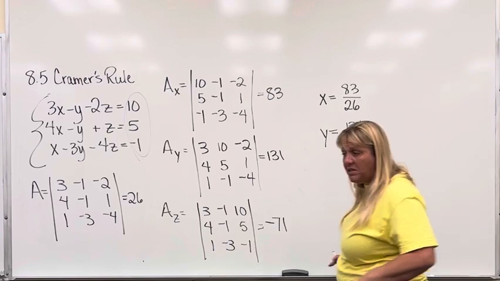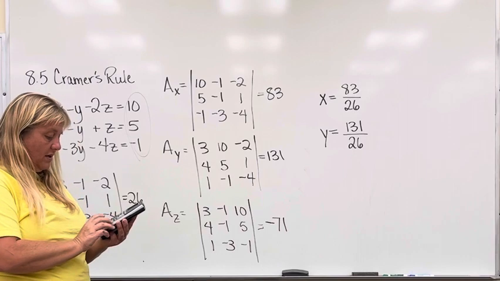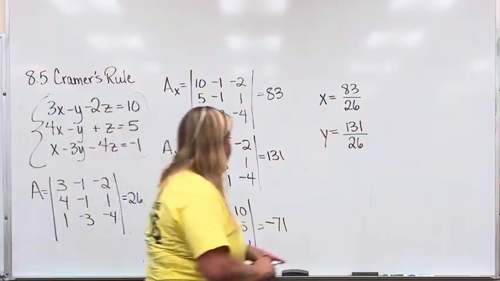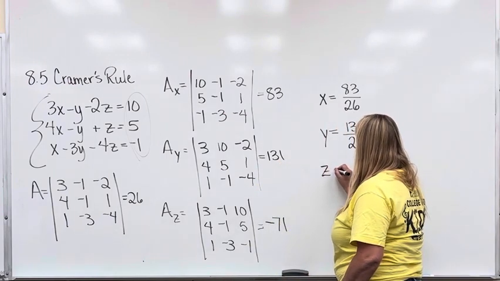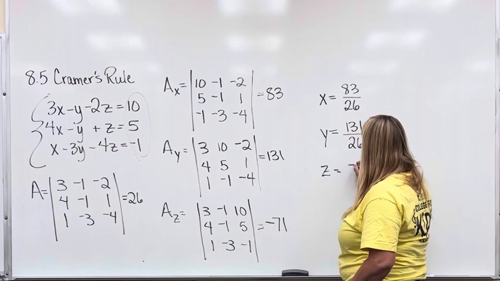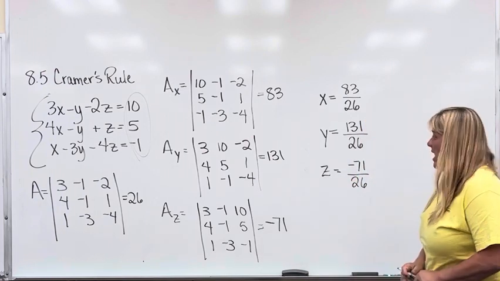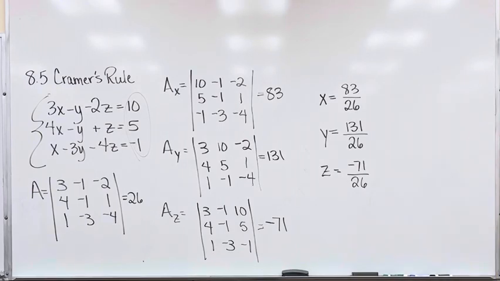Again, I honestly don't know, so let me just see if 131 divides nicely by 26. No, it does not. Okay, so we just leave it just like that. And then finally, z is going to be equal to negative 71 over 26, and again, an ugly fraction. So here is a system that has its answers, x, y, and z, 3 pretty hideous fractions.